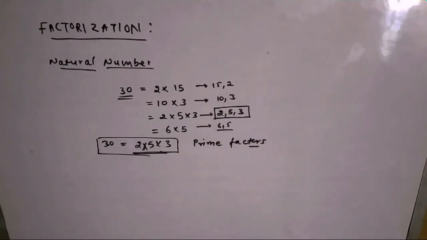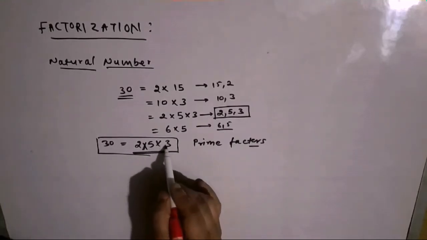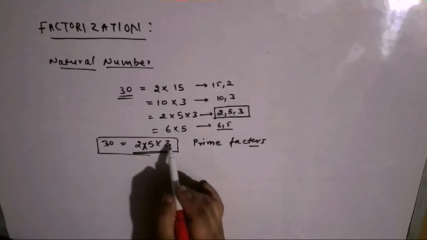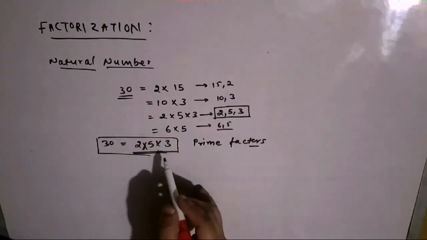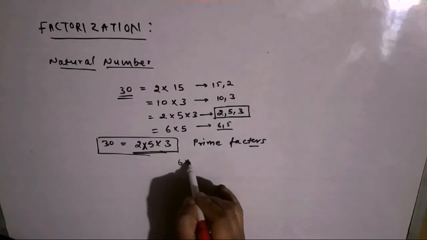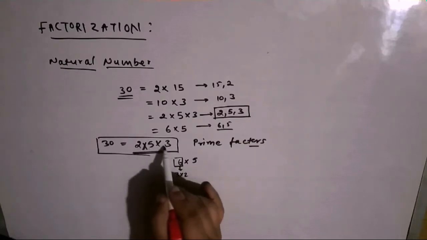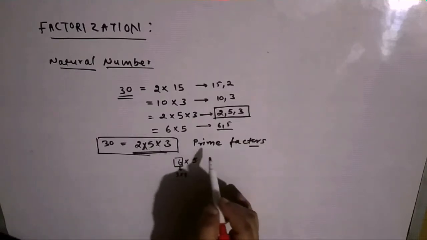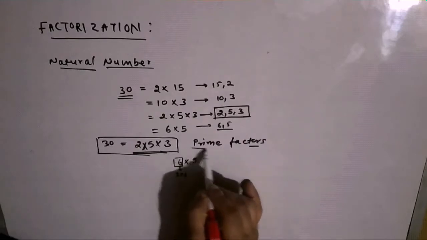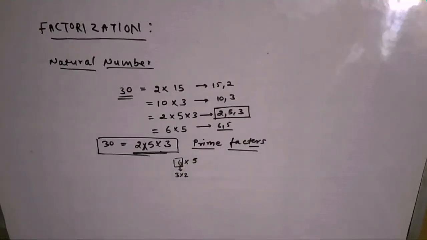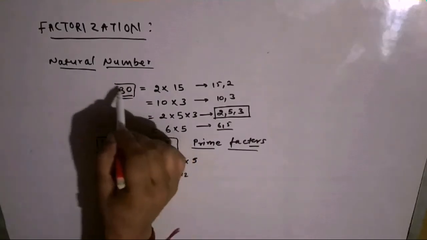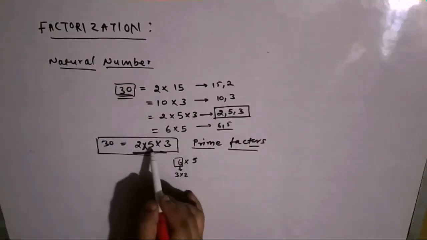These are the prime factors or prime numbers. It means these numbers can only be divided by themselves and 1; they cannot be further subdivided. Like if I write 6 into 5, 6 can be written as 3 into 2. So 6 is not a prime number, but 2, 5, 3 are prime numbers because they cannot be subdivided further. So if we want to factorize 30 in terms of prime numbers, then 30 can be written as 2, 5 and 3.